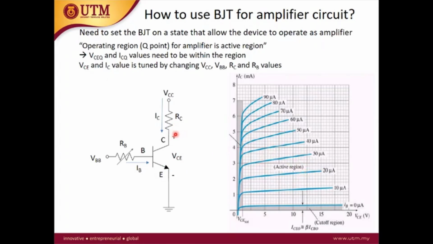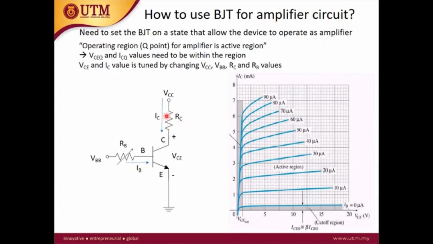Take note, this is the very simple way we can bias, or apply voltage at, the BJT terminals. The BJT has three terminals: base, collector, and emitter. For this example, we apply voltage at the collector, denoted as VCC, and the emitter is grounded. Then we apply voltage at the base terminal. At the collector, there is a collector resistance RC.